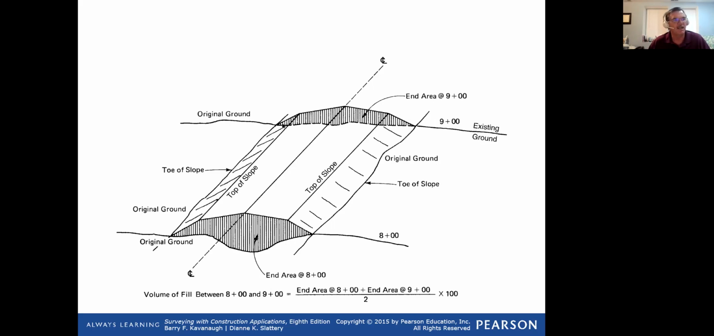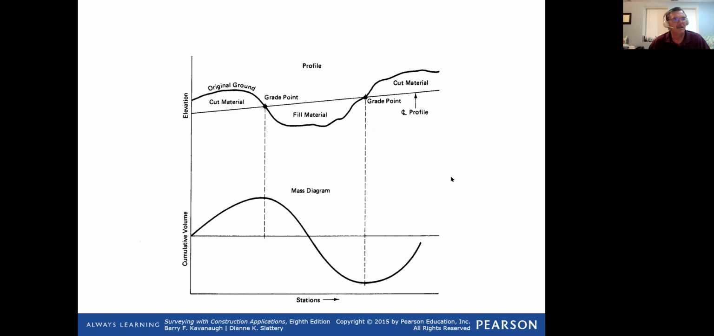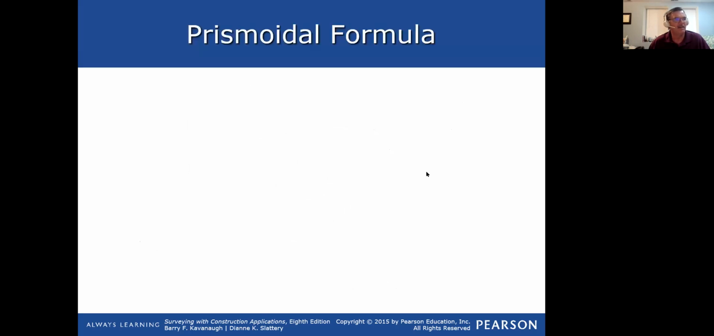I know I would do it a lot tighter, a lot smaller interval, but this is what I was telling you about, an end area computation. You take this number here, you add them together and divide by 2, and then you multiply by the distance in between, which is 100 feet. So that pretty much takes care of the end area, or average end area measurements. Things like this, it's fine.